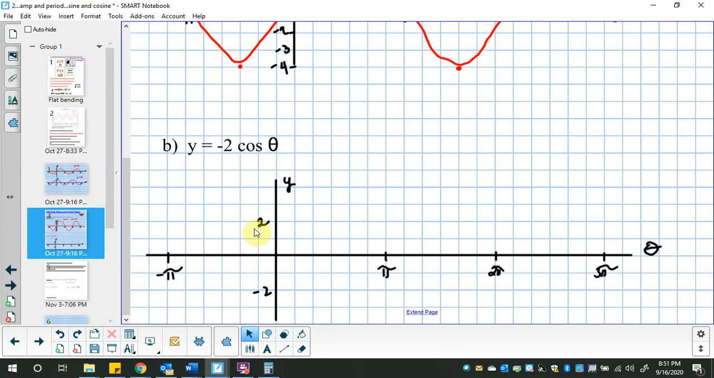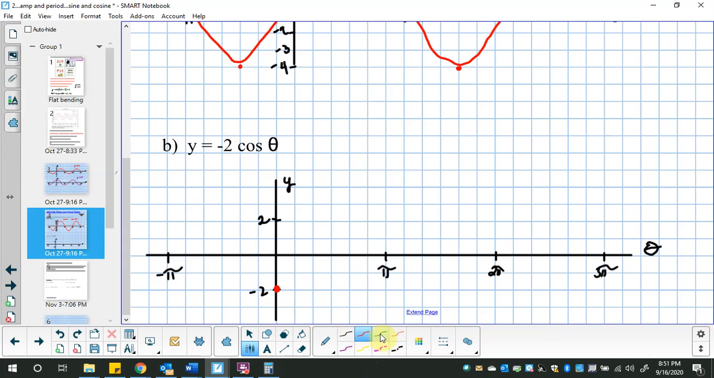If you felt like it, you could be a rebel and put your 2's there. It's totally up to you as long as your scale is consistent. I like it there. So here's the thing. I told you that the cos graph, y equals cos theta, starts at the a value, and I've got an a value of negative 2. So I'm going to start here.